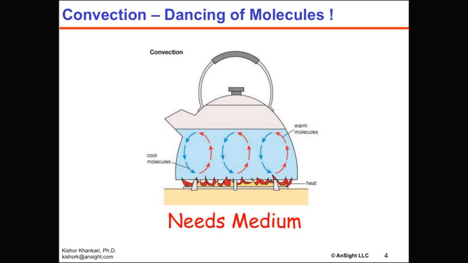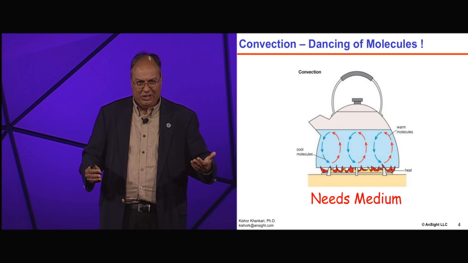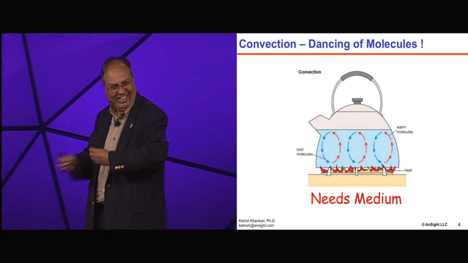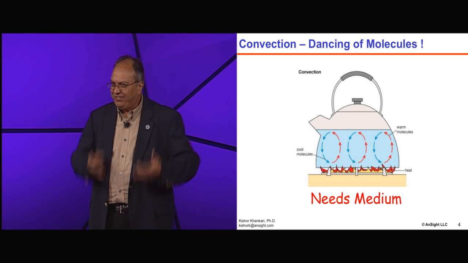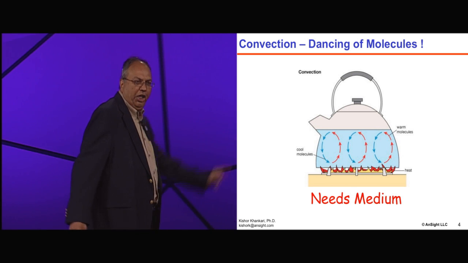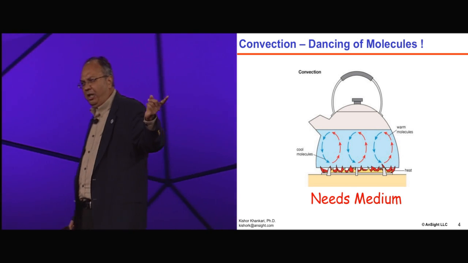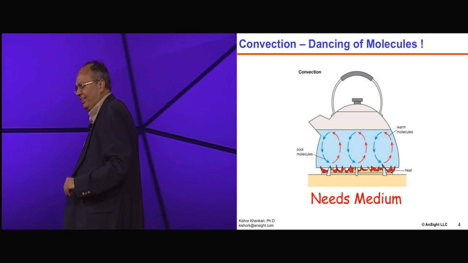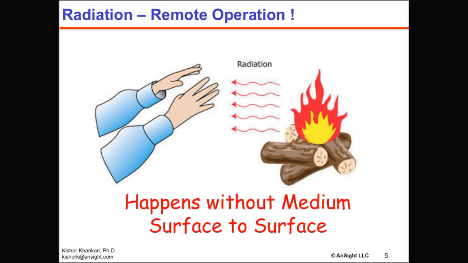The next one is convection. When that kettle is sitting on the stove, the kettle is getting heated by conduction, but the water or your tea or coffee in that kettle is getting heated by convection current. So these molecules dance on the surface of that kettle, and then they transfer the heat from the kettle surface to the liquid. Well, unit heaters work mostly on this principle, that is convective heat transfer.